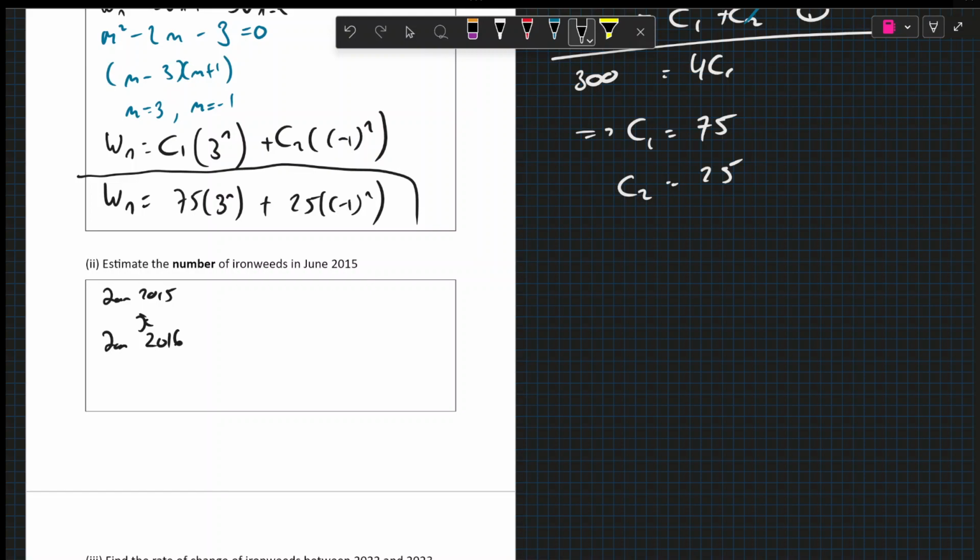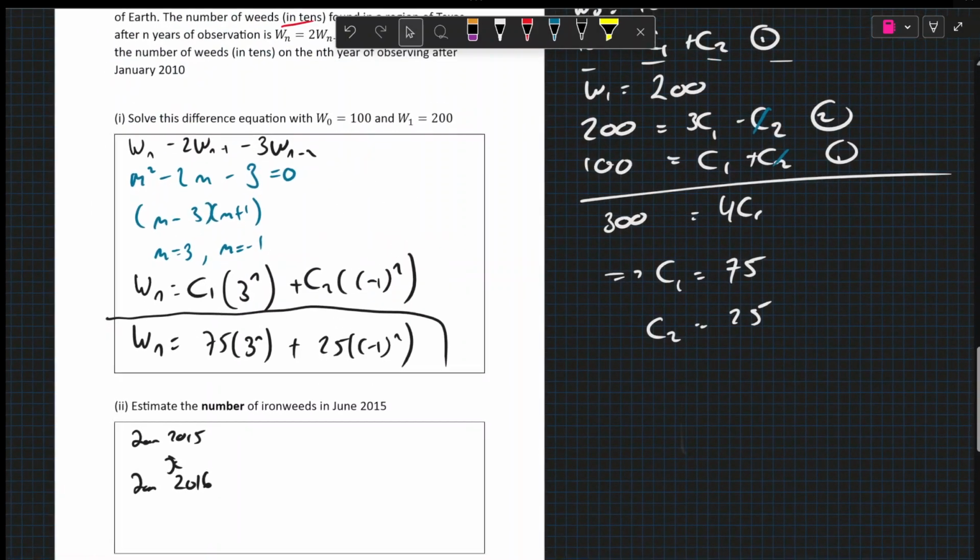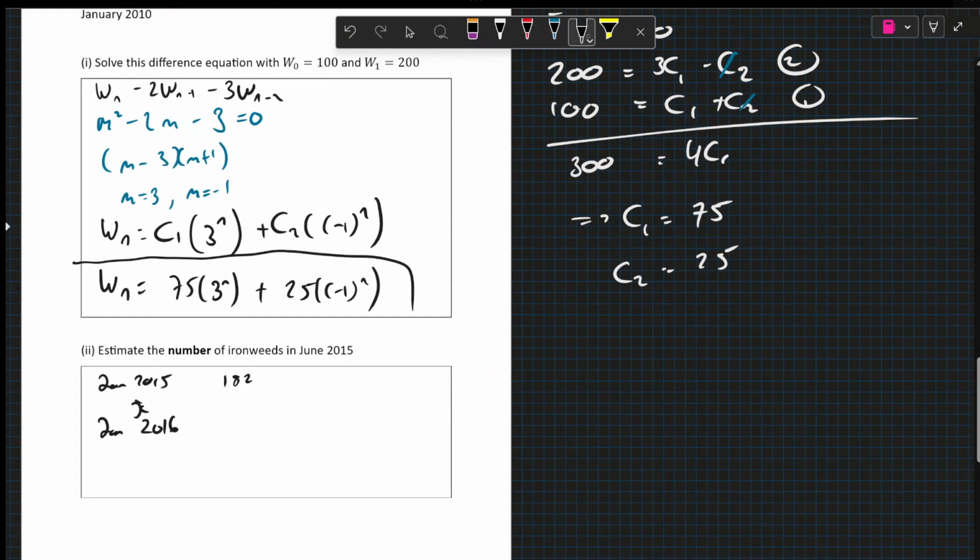So firstly, 75 times 3 to the 5 plus 25 times negative 1 to the 5 is 18,200, but remember that's in tens, so it's actually 182,000. Then we do the same thing, except we put a 6 in there for 2016. You get 54,700, so 547,000, and so x bar is 182,000 plus 547,000 over 2. And we get the average is 364,500.